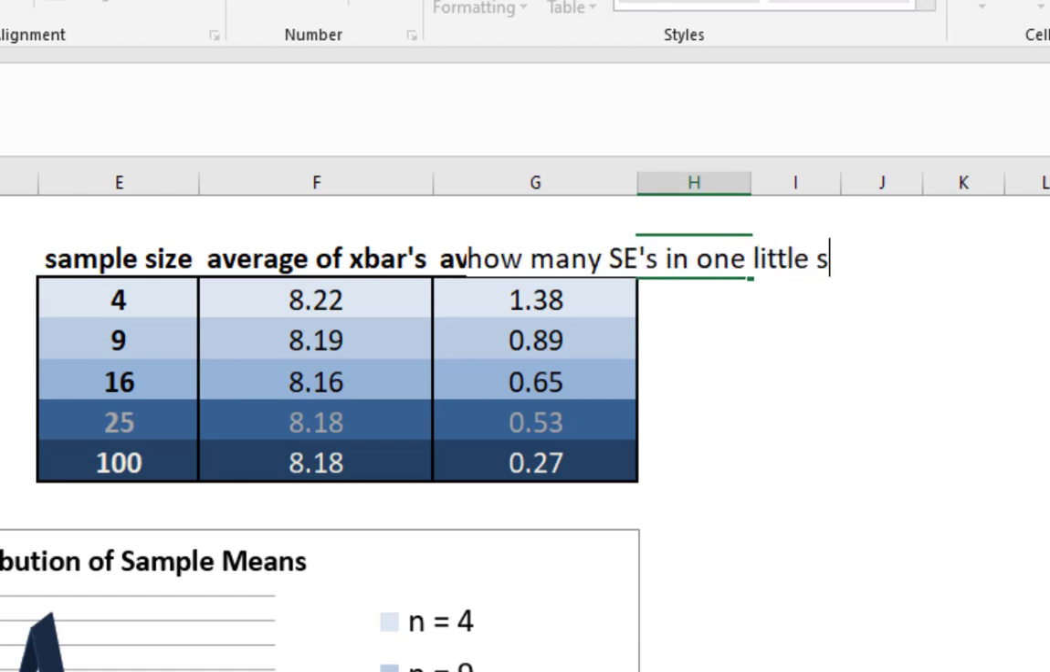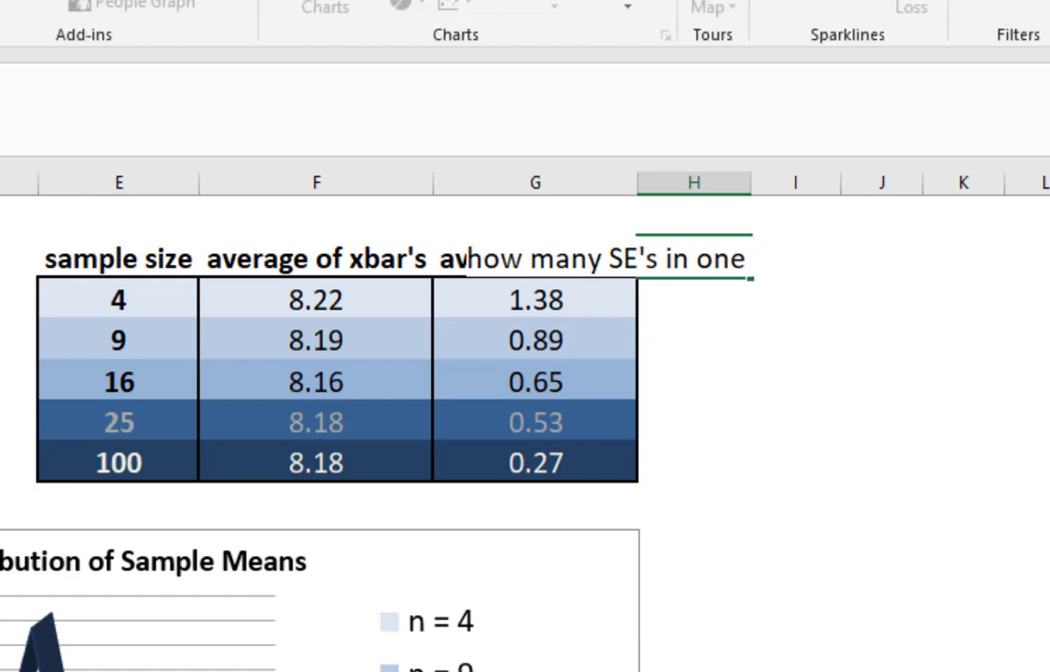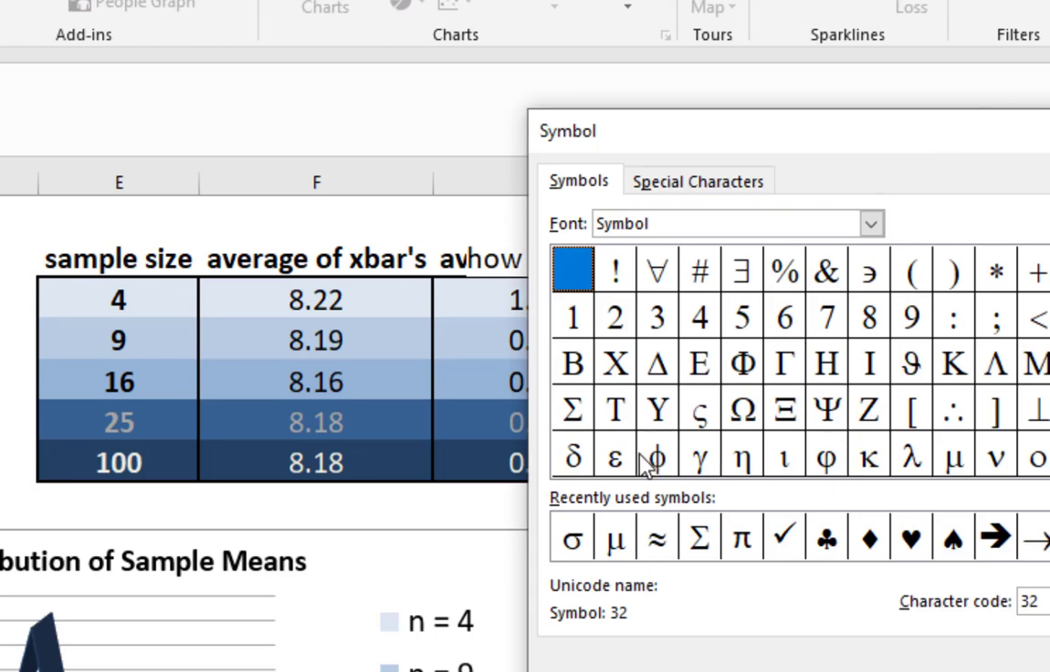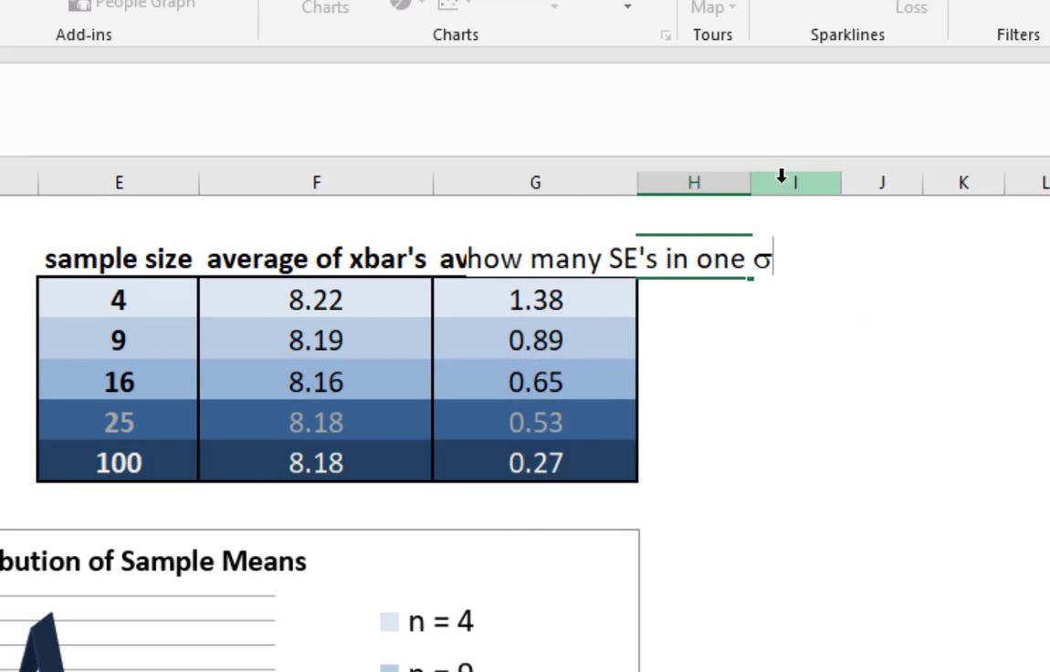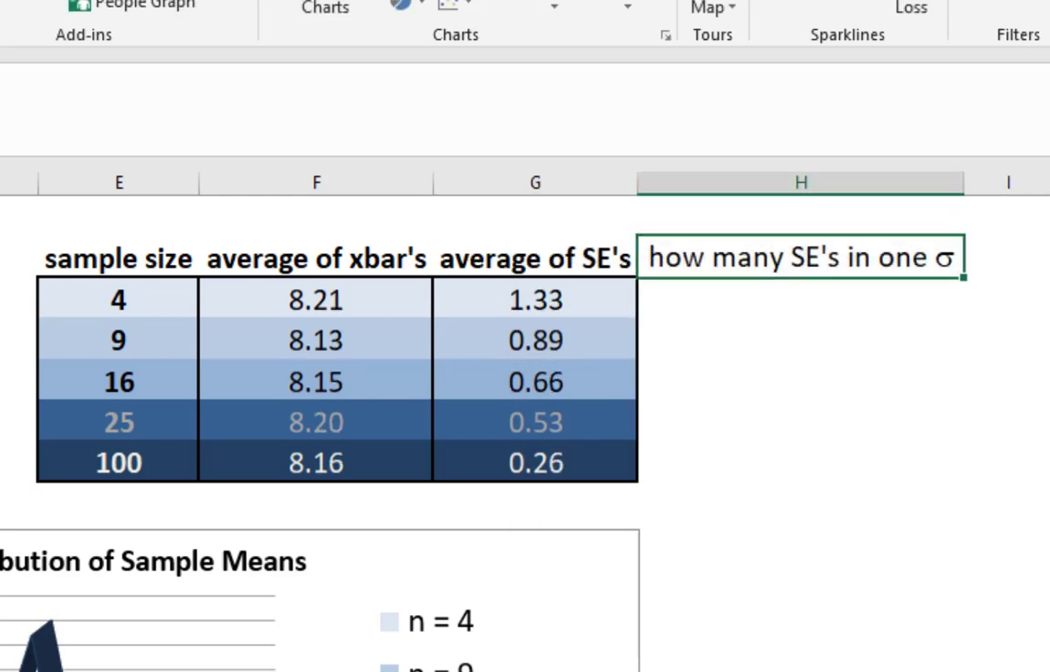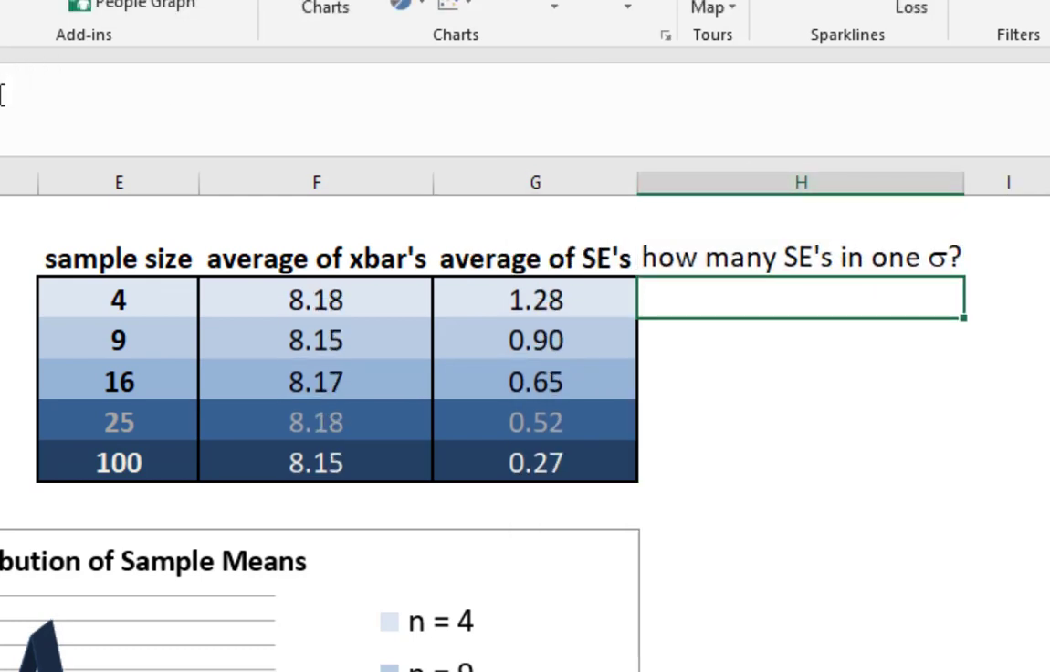Actually, you know what? I could insert the symbol for little sigma here. How many standard errors in one little sigma? Let's insert that and close it. Okay, there we go. And it's a question, so let's make it a question mark. How many standard errors in one little sigma? So I'm going to take the sigma, the 2.69, and divide it by each of these standard errors, and drag that down.